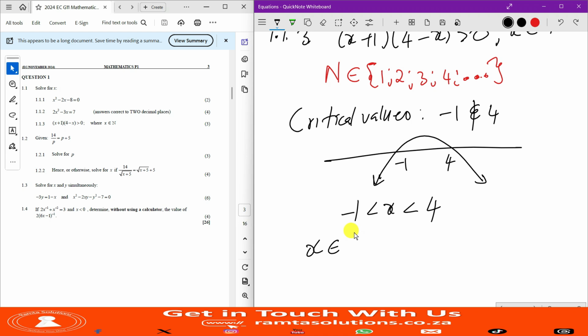Alright, so we'll say it's an element of {1, 2, 3}. Right? So those are our answers. These are the values of x. Remember, they gave us a restriction here. This restriction therefore wants us to find the values of x that are natural, that will make this inequality correct or positive, right? So it is these values.